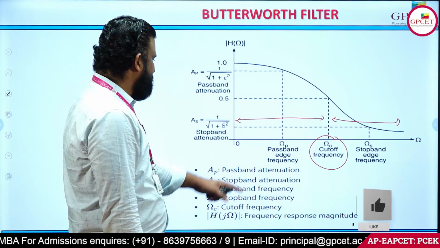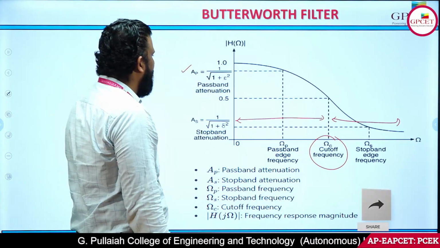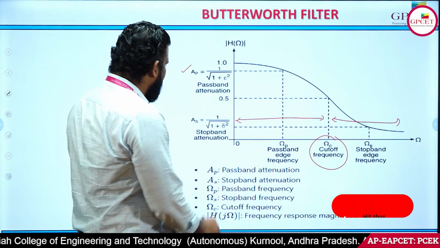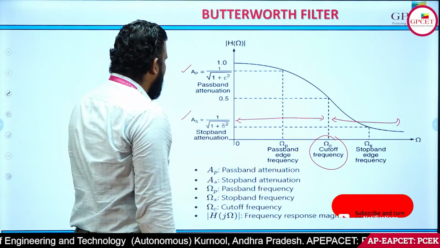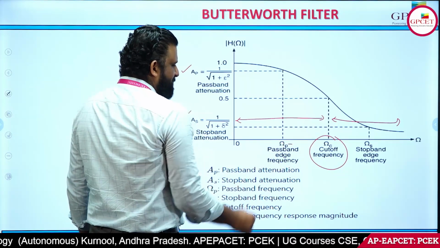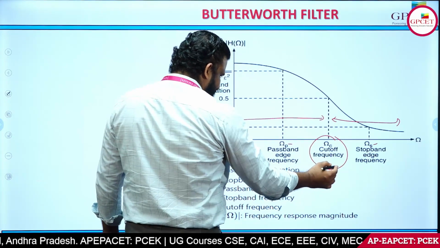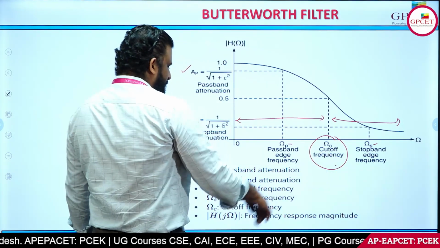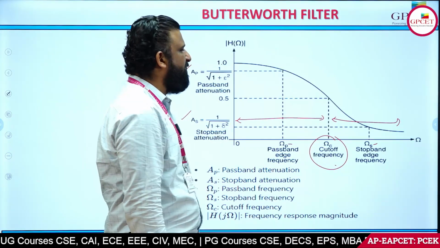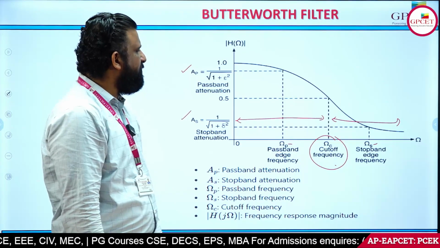So we got the passband attenuation. This is the passband attenuation. It is given by 1 by square root of 1 plus epsilon square, and AS is nothing but the stop band attenuation, that is 1 by square root of 1 plus lambda square. Here omega p is the passband frequency, omega s is the stop band frequency, and omega c is the cutoff frequency. So this total is the magnitude frequency response of the Butterworth filter. So this is the small introduction related to the Butterworth filter.